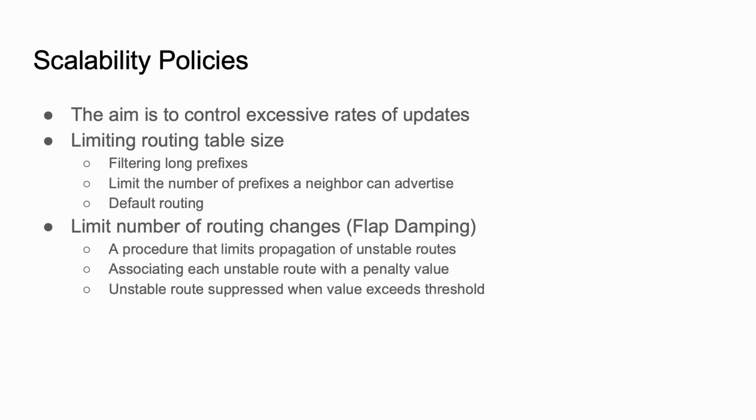The second method of dealing with route instability is a procedure known as flap damping. Flap damping basically marks a route as ineligible for use as an active or preferred route. This is done by associating a penalty value with every update where the route is marked as unstable, until the penalty value exceeds a certain threshold.